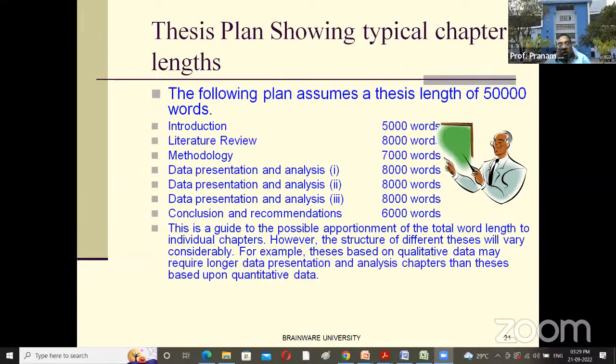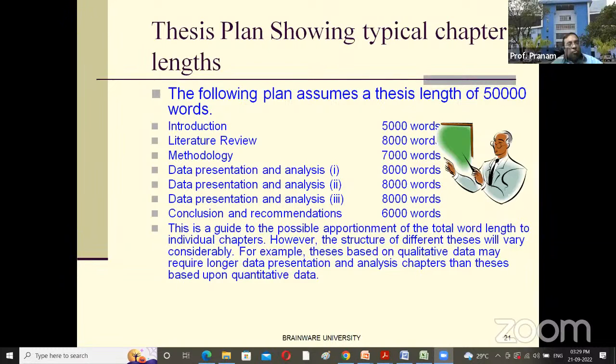Now coming to a very important issue, that is the size of the thesis. You may be asking how lengthy the thesis should be. It is an idea I am giving to you. Of course, this may vary from research to research, subject to subject, but this is a generalized idea. One page in Times New Roman 12 point with 1.5 spacing consists of about 100 words. So if there are 50,000 words, then there are 500 pages. It should be divided like this.